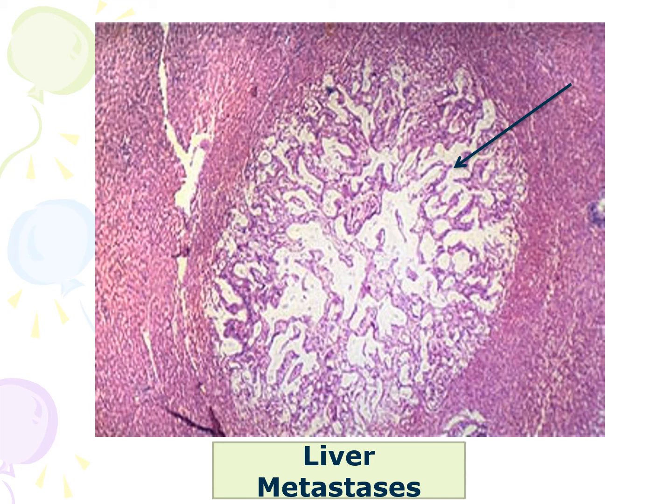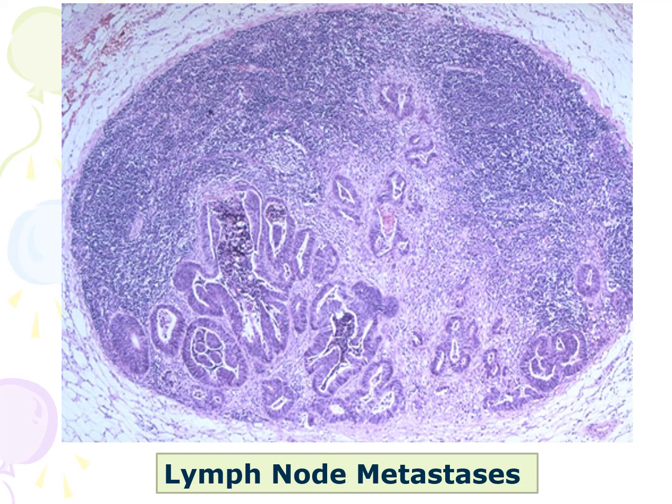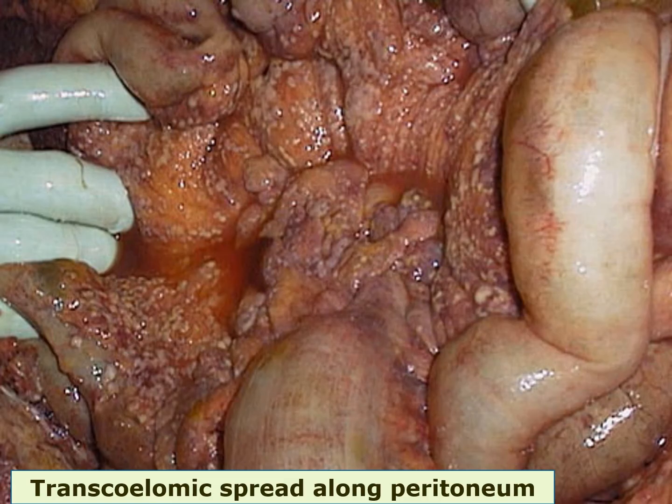Microscopically, metastatic adenocarcinoma of the colon is seen here. Seen here are neoplastic glandular configurations in a lymph node representing a metastatic adenocarcinoma. Seen here is a transcoelomic spread of colon cancer along the peritoneum. Transcoelomic means in the peritoneum. So transcoelomic spread refers to the dissemination of malignant tumor cells throughout the surfaces and organs in the abdominal and pelvic cavity covered by peritoneum.